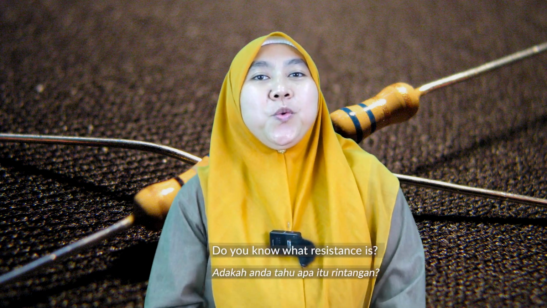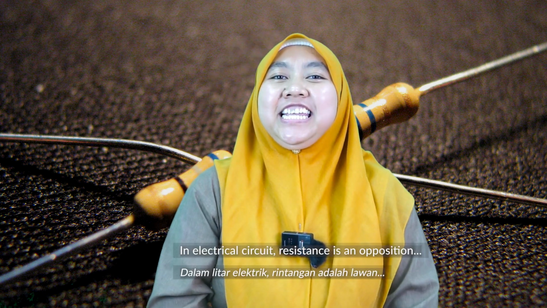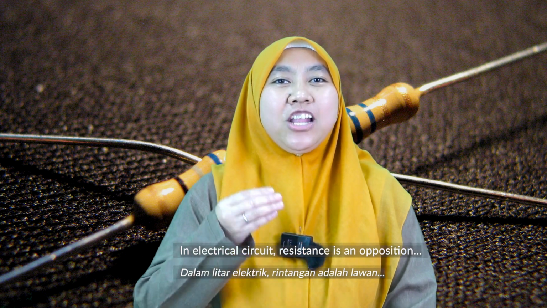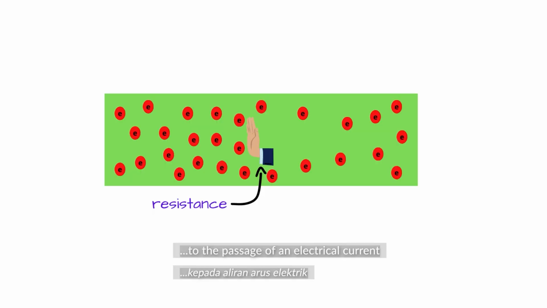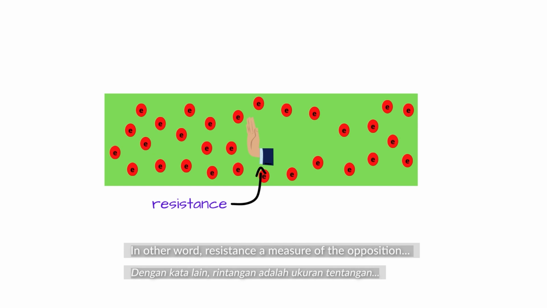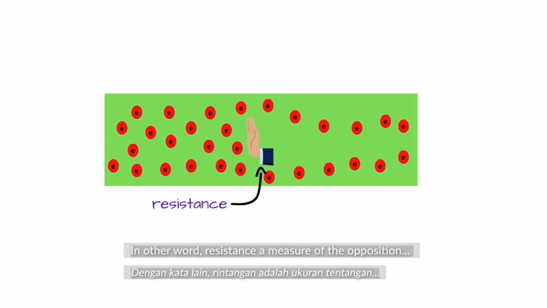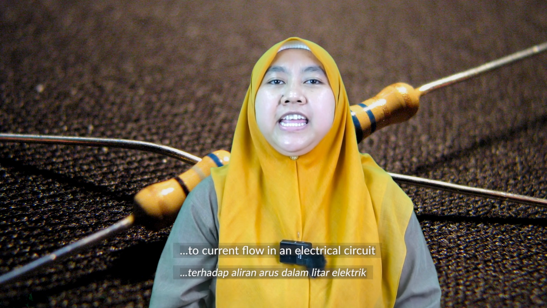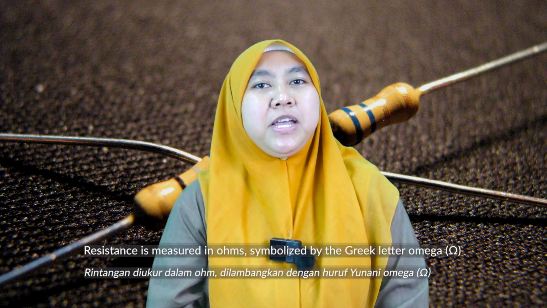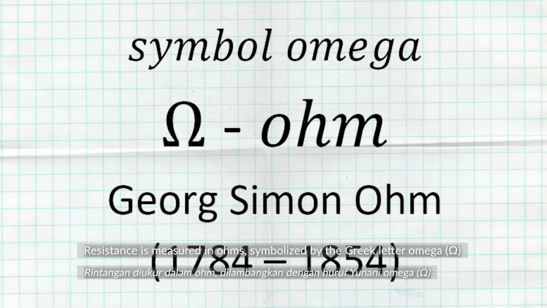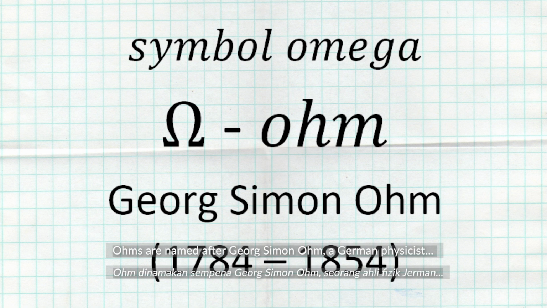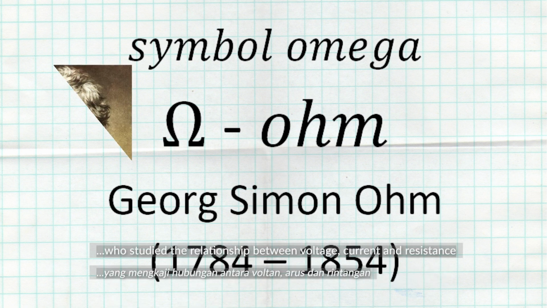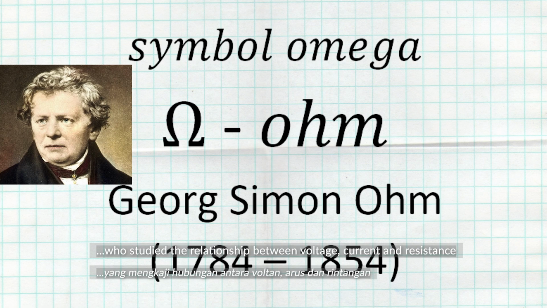Do you know what resistance is? In an electrical circuit, resistance is an opposition to the passage of an electrical current. In other words, resistance is a measure of opposition to current flow in an electrical circuit. Resistance is measured in ohm, symbolized by the Greek letter omega. Ohm is named after Georg Simon Ohm, a German physicist who studied the relationship between voltage, current and resistance.